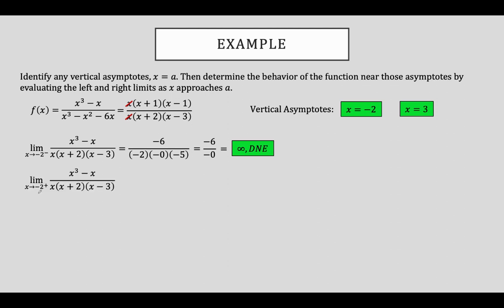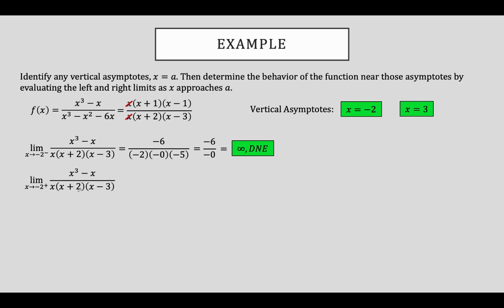The limit as x approaches negative 2 from the right, now the right side of this vertical asymptote. Well, again, the numerator is still going to give us negative 6 when we plug in negative 2. When we plug in negative 2 into our denominator, we look at the individual factors. The first one gives us negative 2.